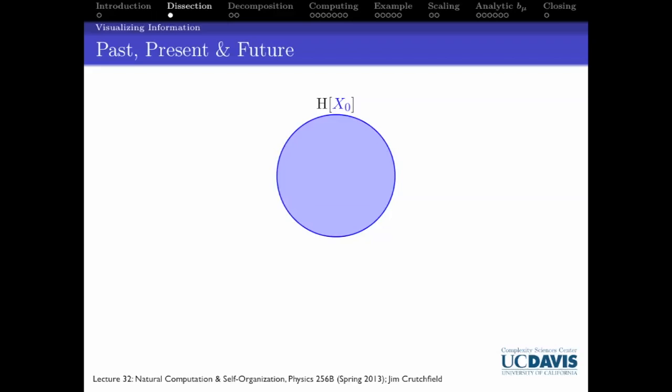And we can throw the past on this diagram. Here we go, the entropy of the past. There's some information that the past and the present share. That's this overlap piece, the mutual information. There's some information that's only in the past. And there's some information that's only in the present. And we can also throw the future in here.